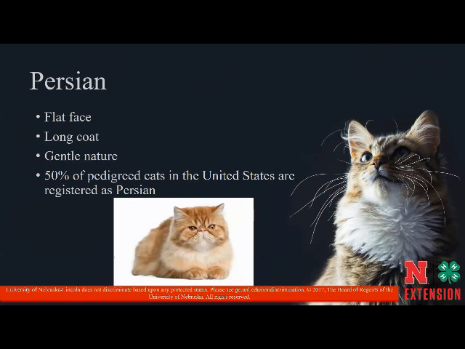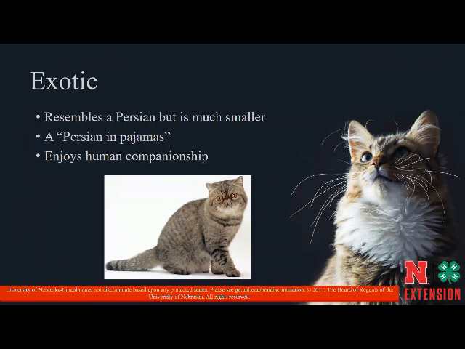The Persian has a round head and eyes, a flat face. You see how its face looks kind of flattened? Long coat, has a very gentle nature. And 50% of pedigree cats in the United States are registered as Persian. Super cute, isn't it? It has a mustache. It looks like it's angry. Yeah, they do. I think it's where they got the picture for Grumpy Cat. That used to be everywhere.